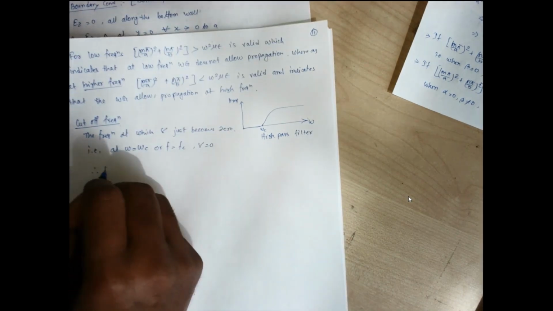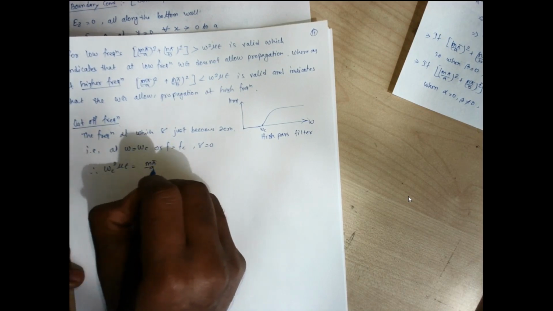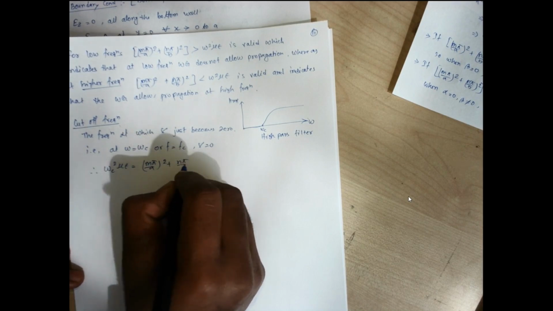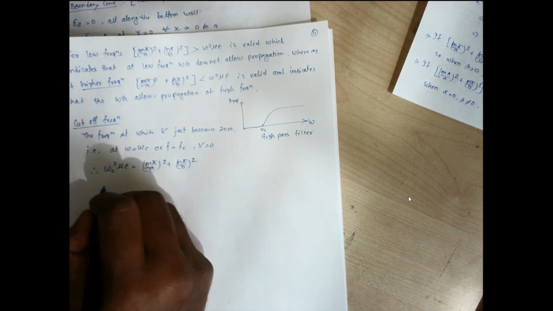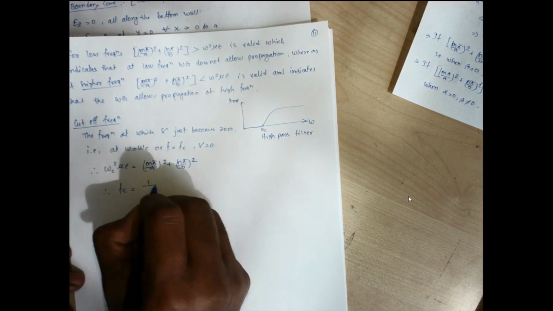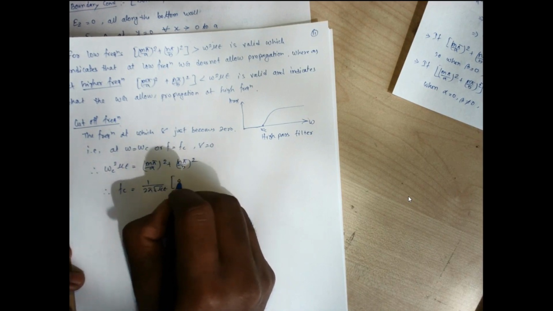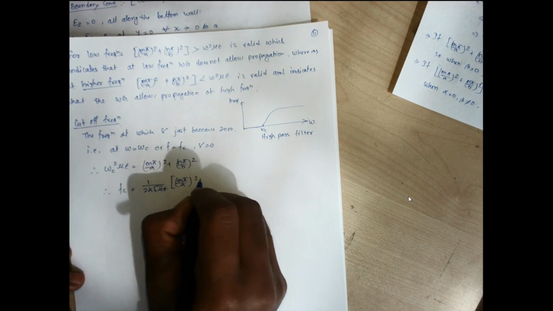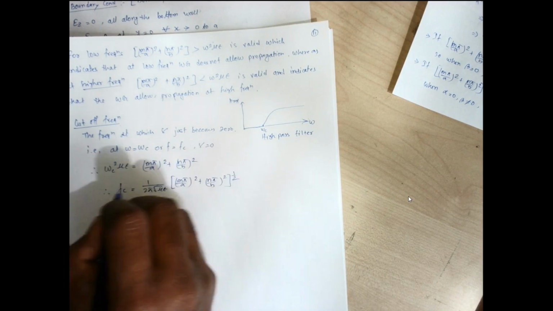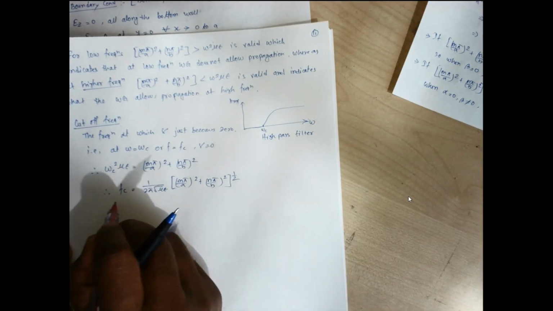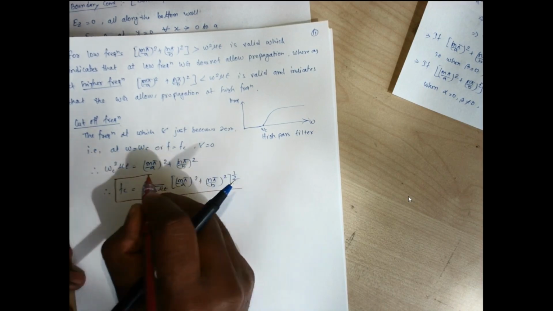Therefore we can say omega c square mu epsilon equals (m pi by a) whole square plus (n pi by b) whole square. Therefore fc is 1 by twice pi root over mu epsilon, into [(m pi by a) whole square plus (n pi by b) whole square] to the power half. So this is the expression of the cutoff frequency inside the waveguide.